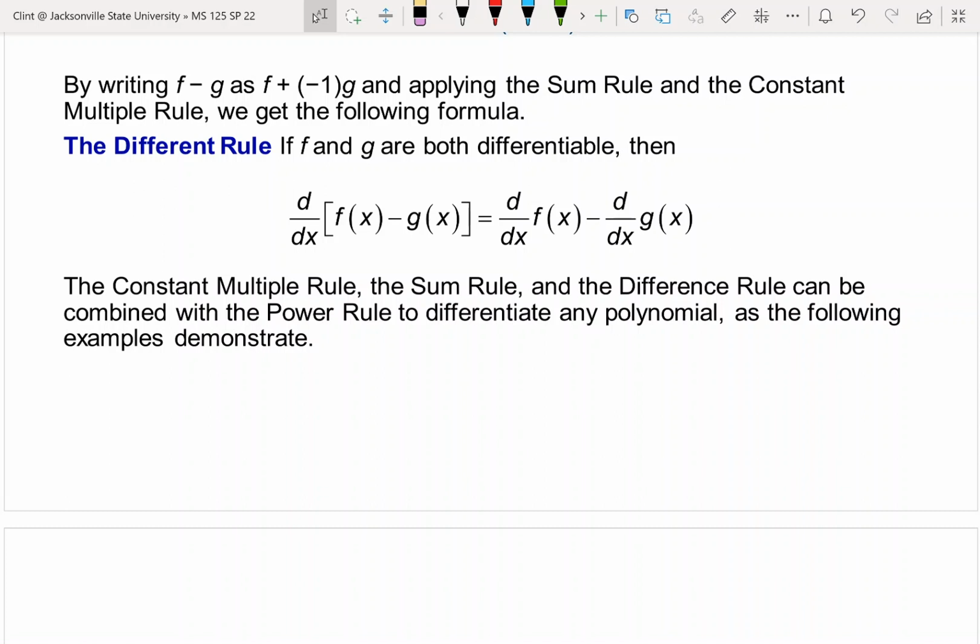So if we take all these rules and put them together, now we can find the derivative of polynomials. Any polynomial we come across, we can find this derivative without having to use the limit definition. We're just doing a little bit of arithmetic, and all of a sudden we have a derivative.